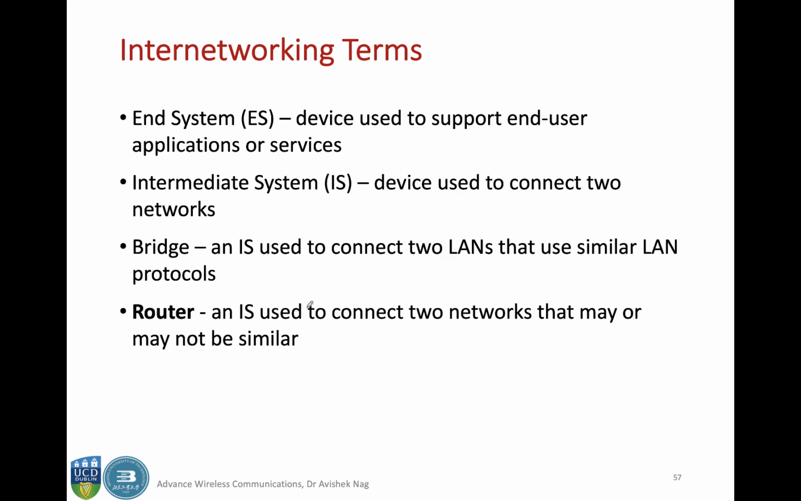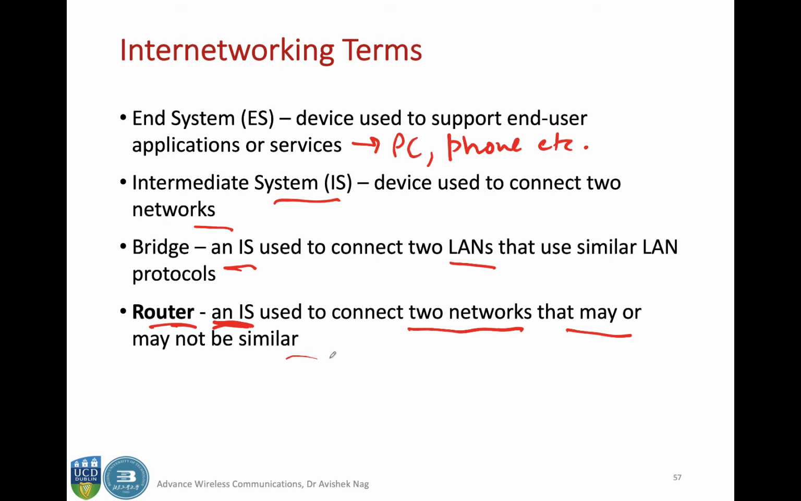Then the end system, we saw what an end system is. This is a device which is used to support end user applications or services. So this is your phone or tablet or PC, etc. Then the intermediate system is a device used to connect two networks. A bridge is an intermediate system used to connect two LANs that use similar LAN protocols. And a router is a special case of an intermediate system used to connect two networks that may or may not be similar.